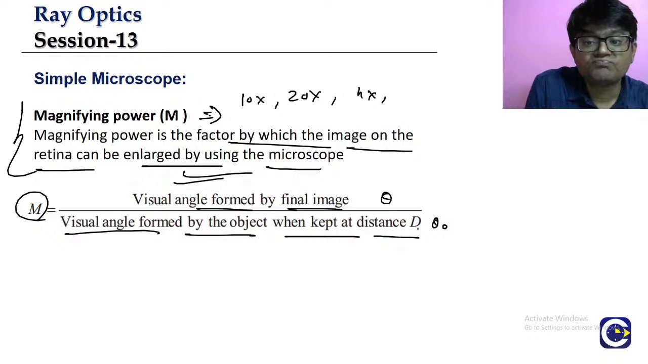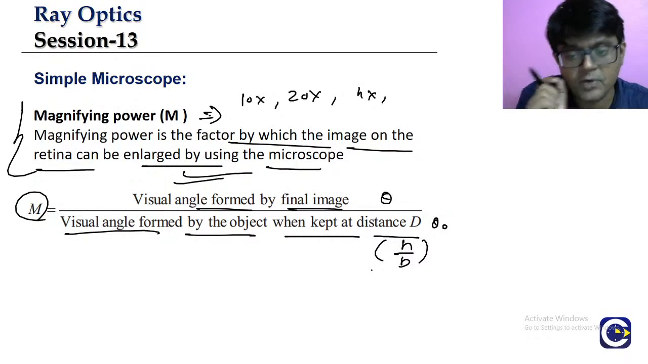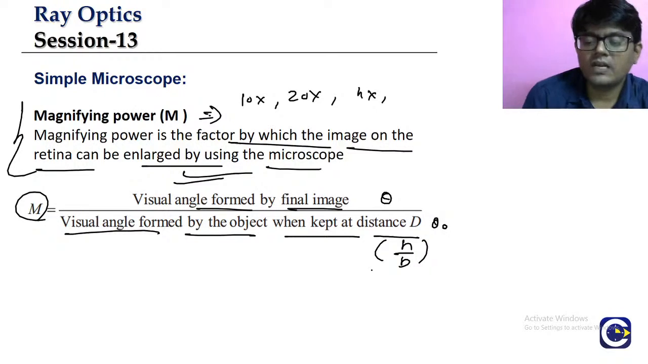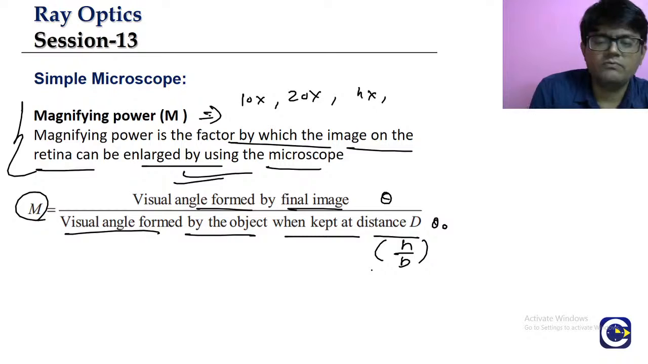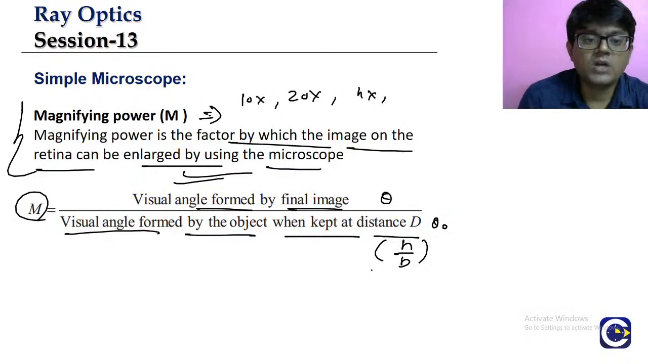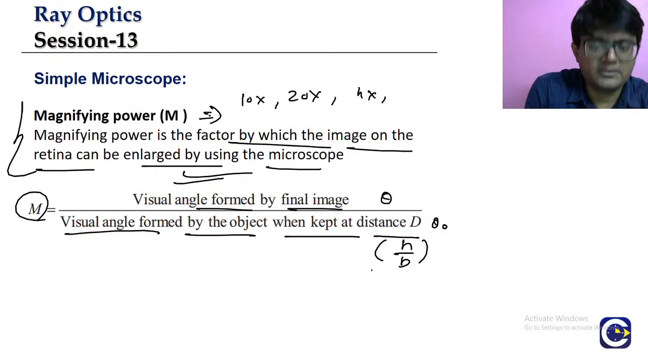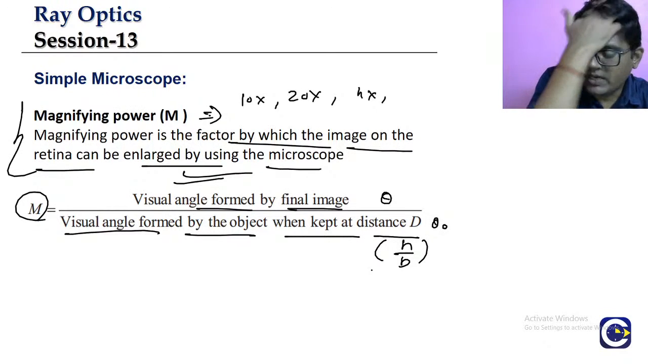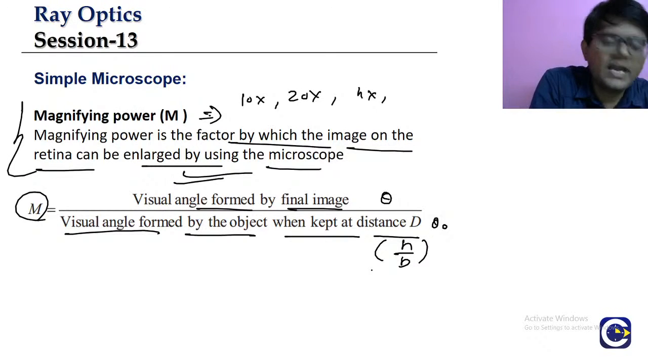What is theta naught? It is h by d. h is the height of our original object. Theta naught value is h by d. What is this? The visual angle formed by the object when we are simply keeping it at the distance of the near point. Okay, so this is what we will refer to as the magnifying power. Obviously, when we are using a microscope, this is the point of interest, so we want to have a higher magnifying power. Any microscope we are having, we want to achieve a higher magnifying power.